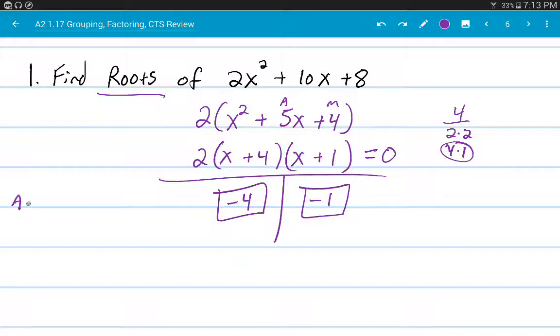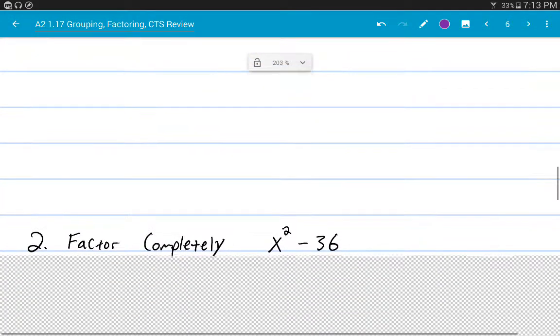That was A and M factoring with the GCF first. Move on to the next one.